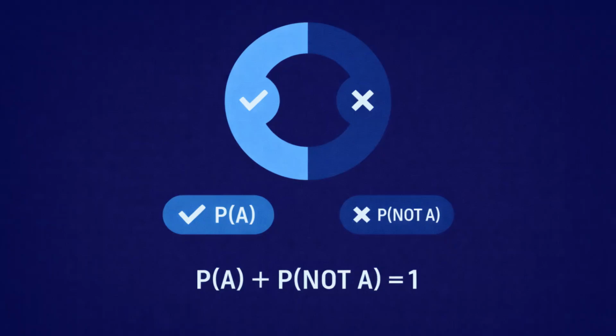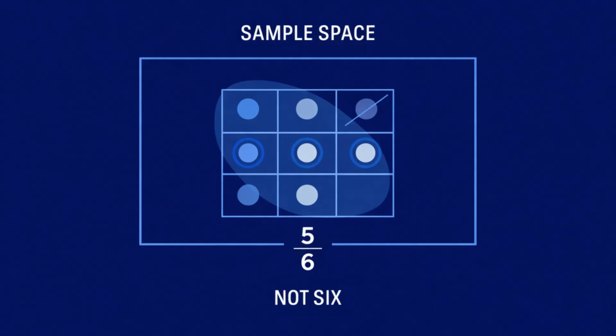There is a key rule involving complements. The probability that an event happens and the probability that the event does not happen always add up to 1. Let's apply that rule using fractions. Suppose we roll a die and want the probability of not rolling a 6. One approach is to list what not 6 means. The outcomes 1, 2, 3, 4, and 5 all satisfy that description.